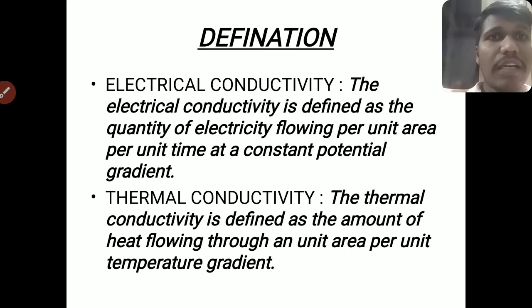We know electrical conductivity and thermal conductivity. Electrical conductivity is defined as the quantity of electricity flowing per unit area per unit time at a constant potential gradient, and thermal conductivity is defined as the amount of heat flowing through a unit area per unit temperature gradient. We have seen these definitions already, and some important definitions are needed for usefulness. So we have told the definitions of electrical conductivity and thermal conductivity.